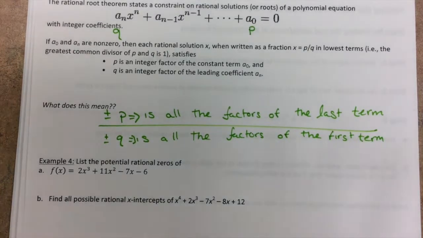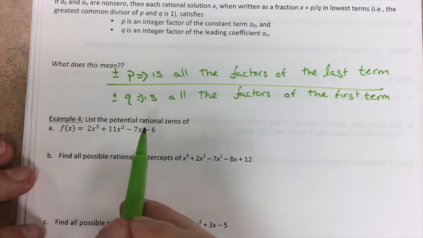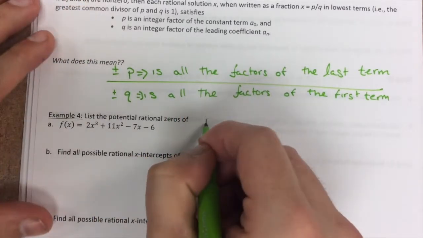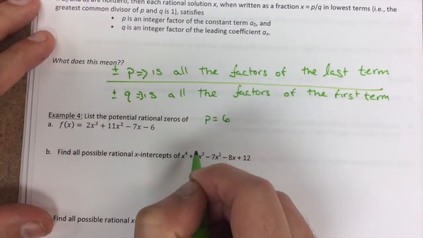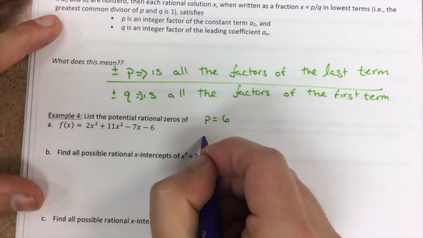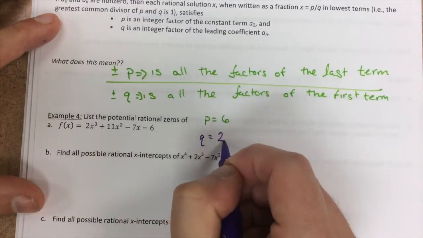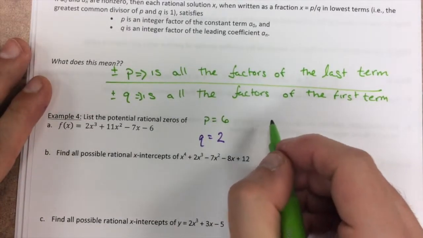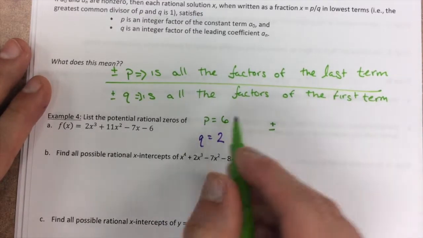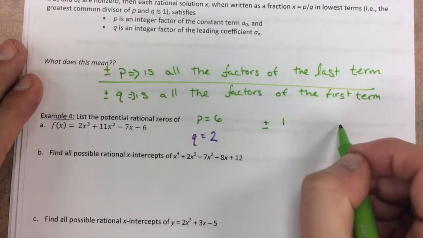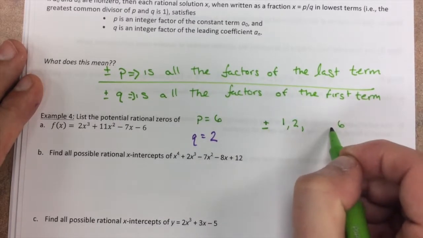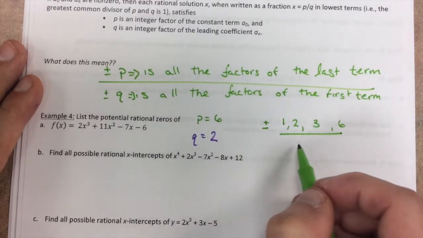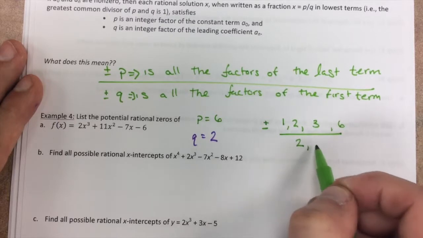So let's try it. I want you to list the potential zeros of this polynomial. So p is 6 and q is 2. So all of my potential zeros would be plus or minus all of the factors of 6. So 1 and 6, 2 and 3, divided by factors of 2, 2 and 1.